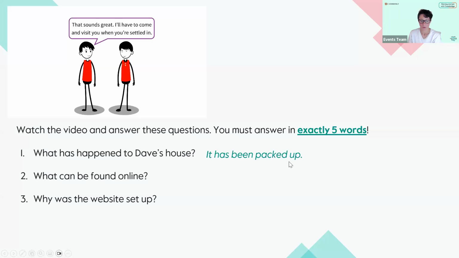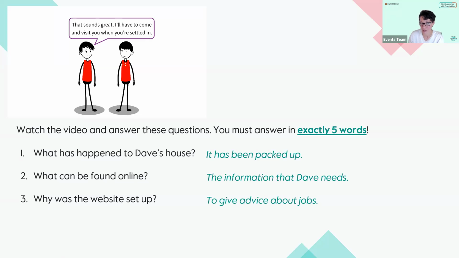So, what has happened to Dave's house? Well, it's been packed up. I've given you the first one. What about the second one? What can be found online? Carmen, you can download also the videos from the Cambridge One as well. Information can be found online, information, jobs. Okay, I'm not going to say exactly in 5 words, but you could do this, for example, with your students. So the information that Dave needs. Thank you, Anna. And why was the website set up? To give advice about jobs.